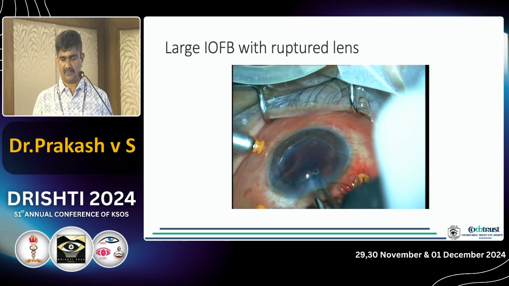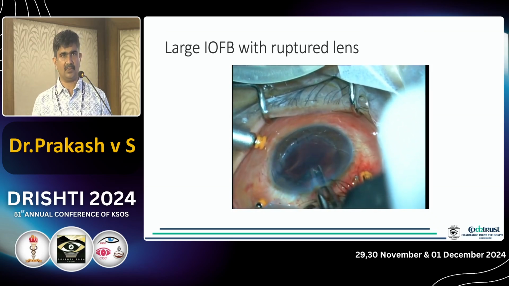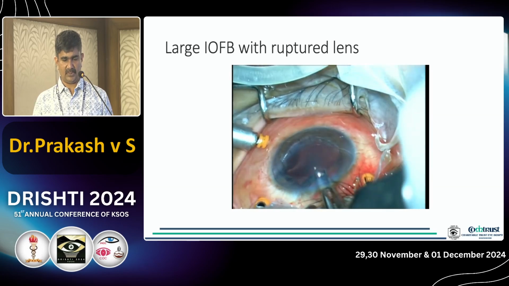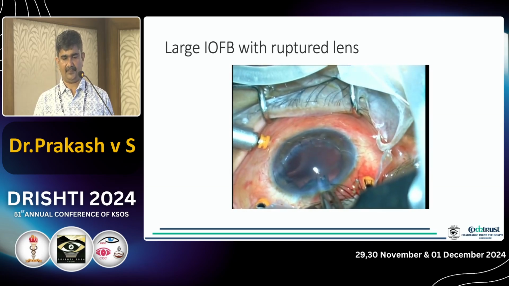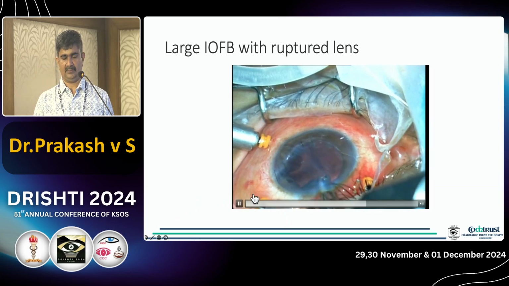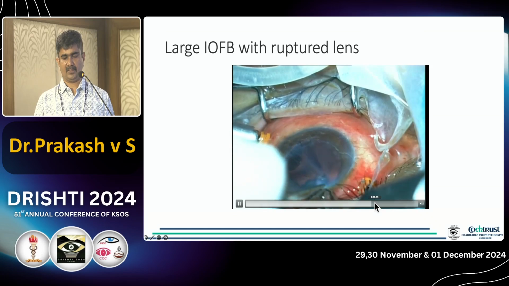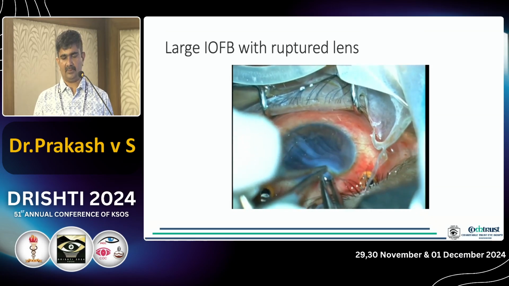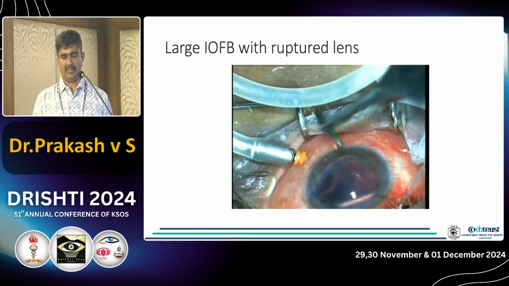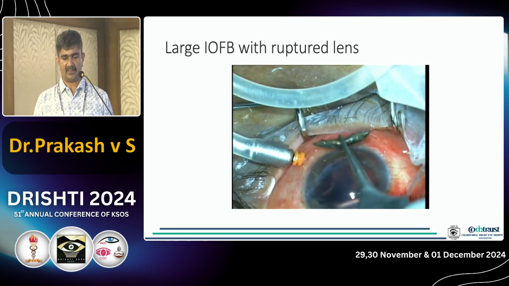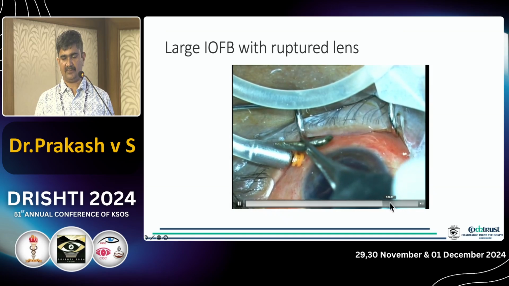This was a little older video. Nowadays I use only the iris claw holding forceps for removing it through the anterior chamber. So it is carefully brought out from the anterior chamber. So that is a foreign body matching exactly the size of the corneal tear.